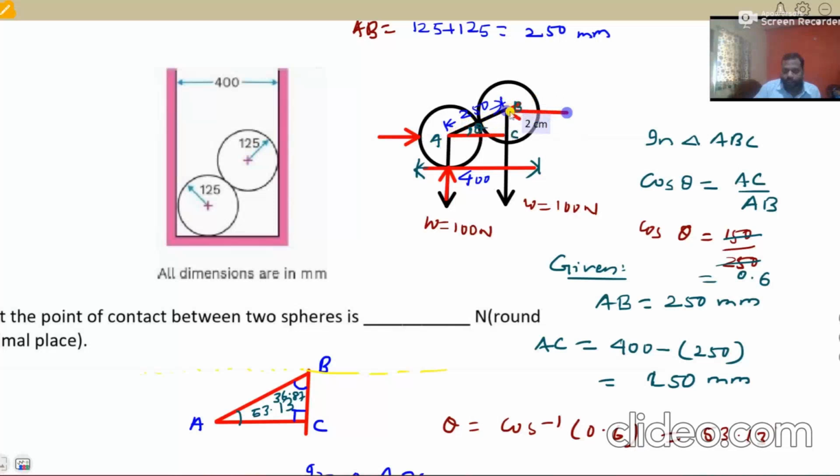That contact reaction is of B to A and A to B, both opposite to each other. This way all reactions are identified. The wall reaction, and all the reactions, pass through the center of the sphere. This you have to know. Now, in this way, if I am considering center B, here are the reactions acting.